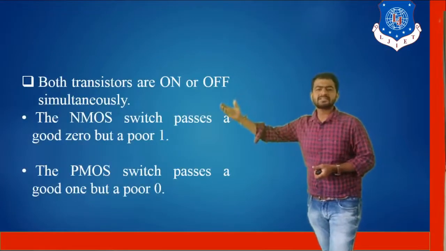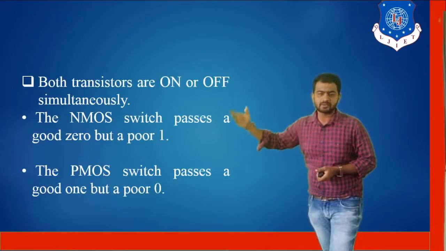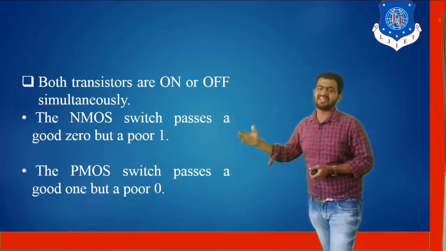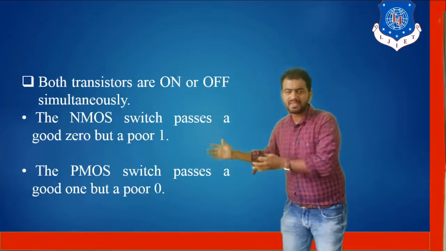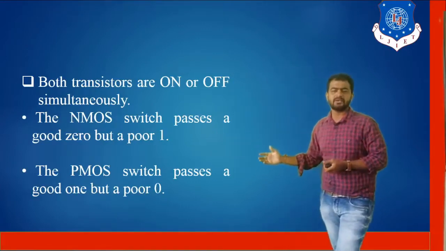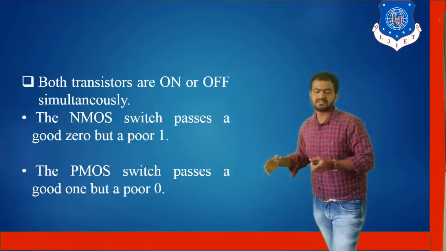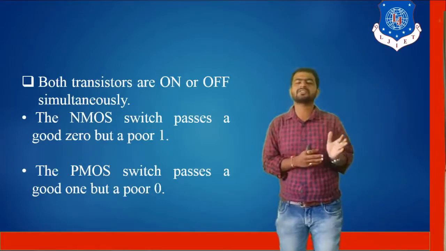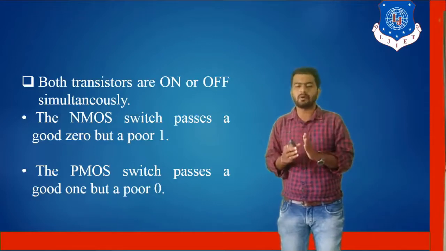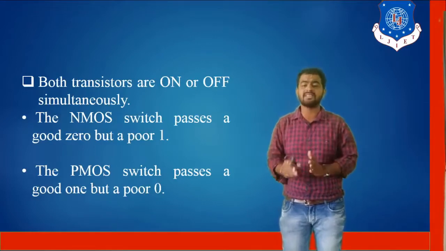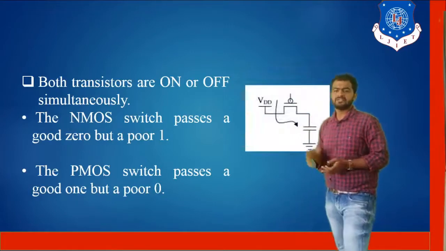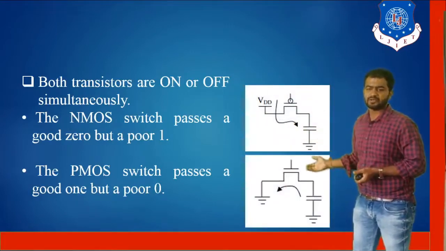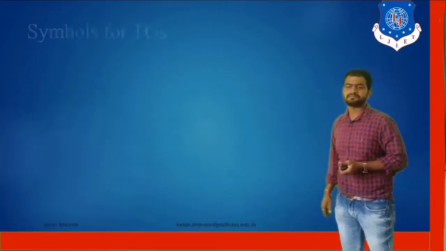So both the transistors are on and off simultaneously. The NMOS switch passes a good 0, but not 1, meaning NMOS is only passing the value of 0, and the PMOS is passing the value of 1, meaning it's not passing the value of 0. So ultimately, when we're talking about the NMOS configuration, it blocks 1, and when we're talking about the PMOS configuration, it blocks 0. So as you can see, the design looks like this for the NMOS and the PMOS configuration.